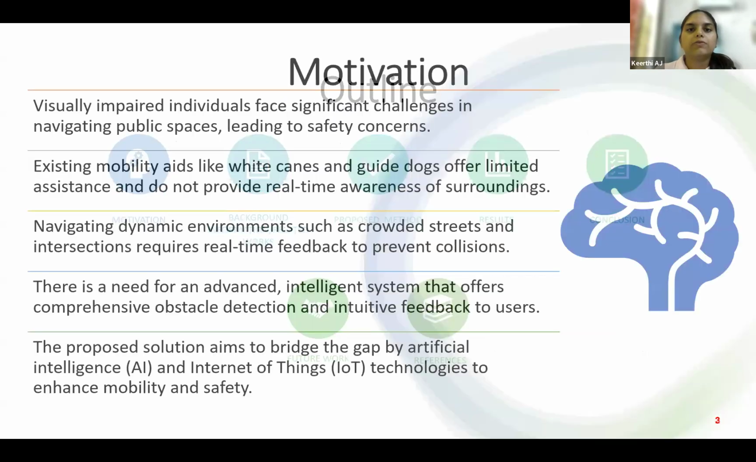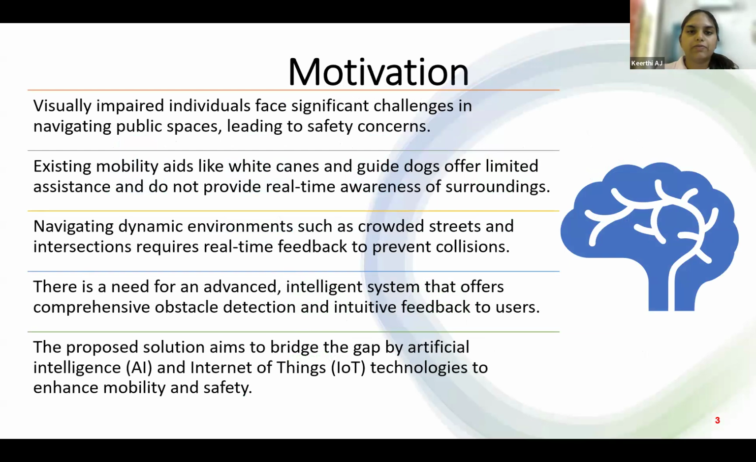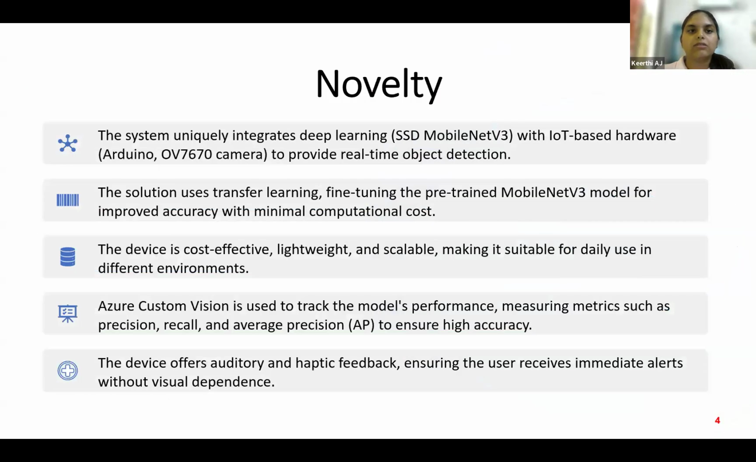The motivation behind our research is that visually impaired individuals face significant challenges in navigating public spaces. Even though they use canes or guide dogs, the assistance offered is limited. To propose a solution for this, we are aiming to bridge the gap with artificial intelligence and IoT. The novelty in our system is that it uniquely integrates deep learning with IoT, and the solution uses transfer learning, fine tuning the pre-trained MobileNet V3 model. The device is cost effective, lightweight, and scalable. We have also used Azure Custom Vision to track the model's performance. The device gives auditory and haptic feedback.